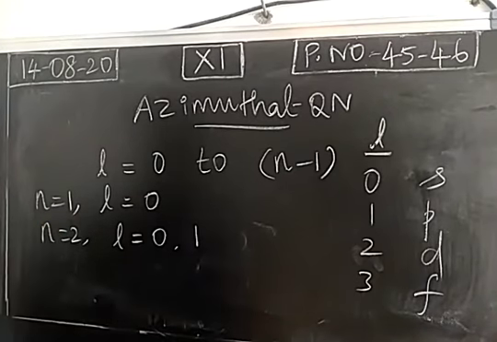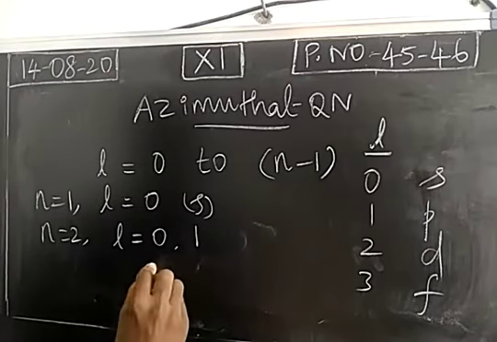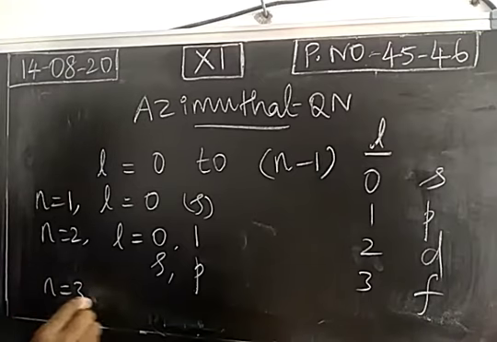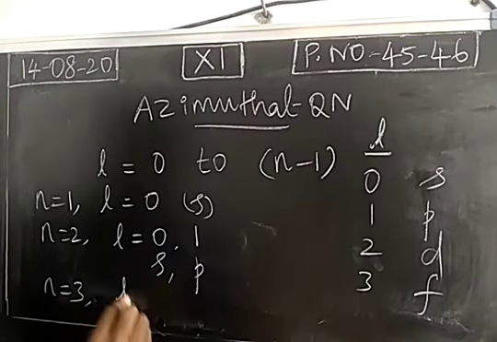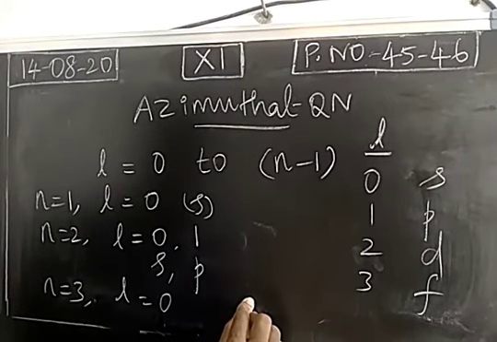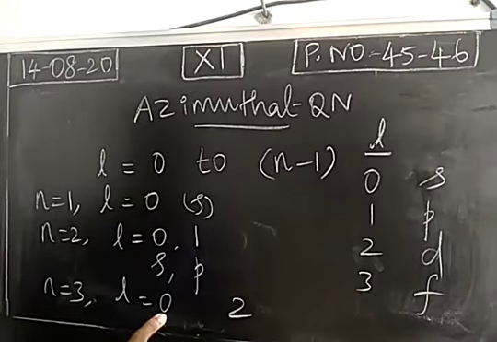So the first orbit has only the S subshell. The second orbit has the S subshell and the P subshell. If you take the third shell, the L value starts from 0 and ends with n minus 1. What is the n minus 1 value? 3 minus 1, 2. It starts from 0 and ends with 2. That means in between, 1 is there. So the possible azimuthal quantum numbers for principal quantum number 3 are 0, 1 and 2.